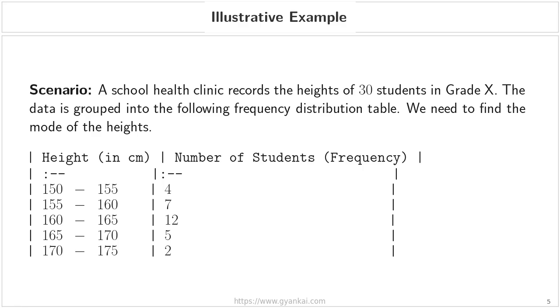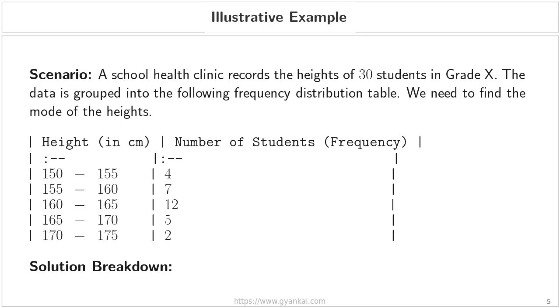Imagine a scenario where a school health clinic has recorded the heights of 30 students in grade X. To make this data manageable, they have organized it into a grouped frequency distribution table, which you can see on the screen. The first column shows the height intervals in centimeters, and the second column tells us the number of students, or the frequency, that fall into each specific height range.